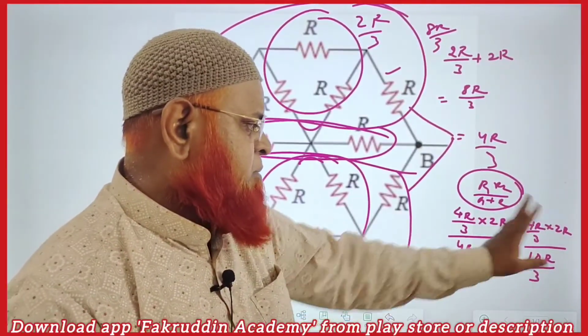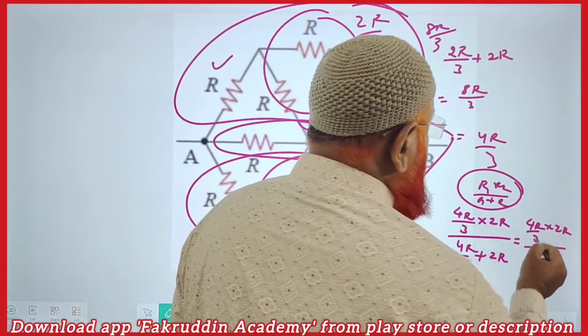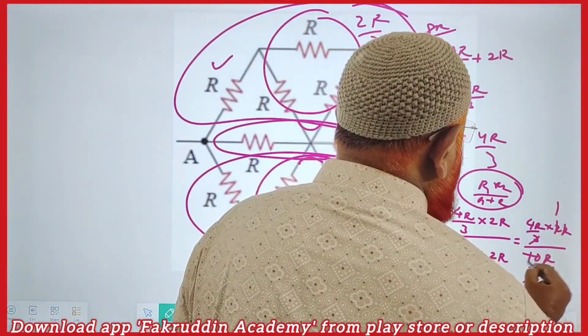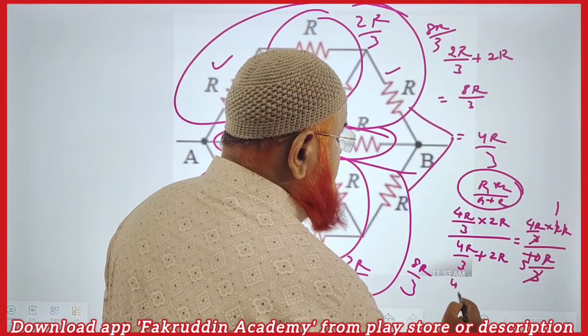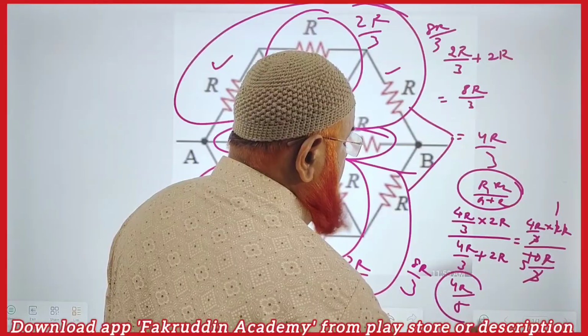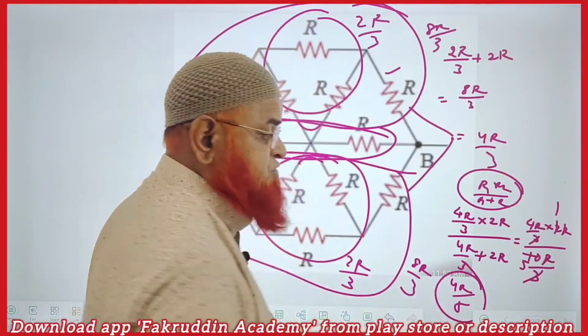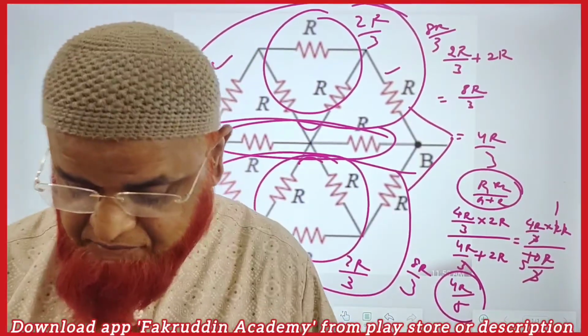So finally, you will be getting like this. The 3, 3 get cancelled, R gets cancelled, 2 1s, 2 5s. So the resultant answer is going to be 4R by 5. This is 4R by 5. That's it. Thank you very much.